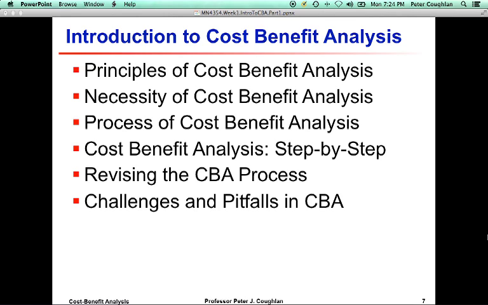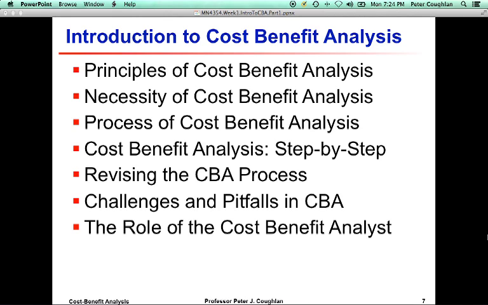So we'll talk about the challenges and pitfalls of cost-benefit analysis, what makes it difficult, and what might make it go wrong. Then what's your role as either the cost-benefit analyst, or the person who will be reviewing cost-benefit analyses, and then conclude, of course, with a summary.